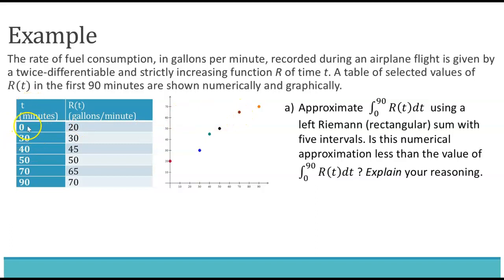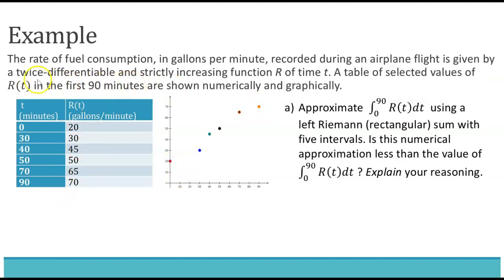So we have at 0 minutes, the plane is consuming 20 gallons of gas per minute, and 30 minutes later, 30 gallons per minute, and then at 40 minutes, 45 gallons per minute. So there are these different times where this information is being recorded during an airplane flight, how much gas is being used in gallons per minute right at these particular times. So we have numerically the data shown, and then graphically the data shown.